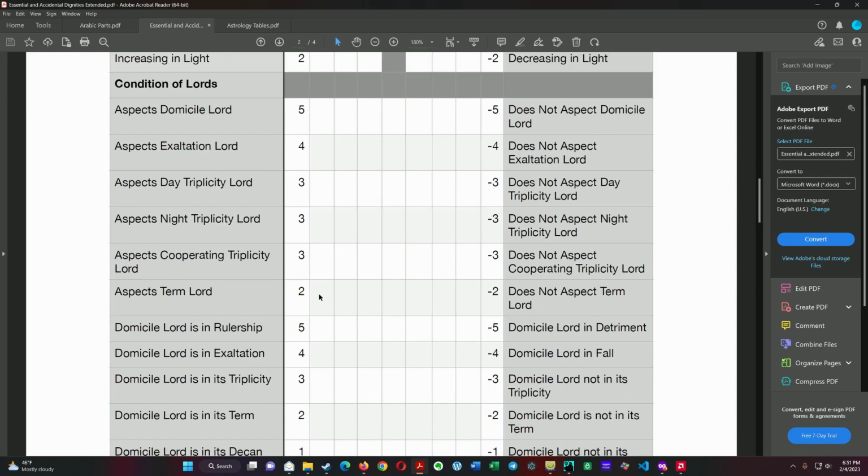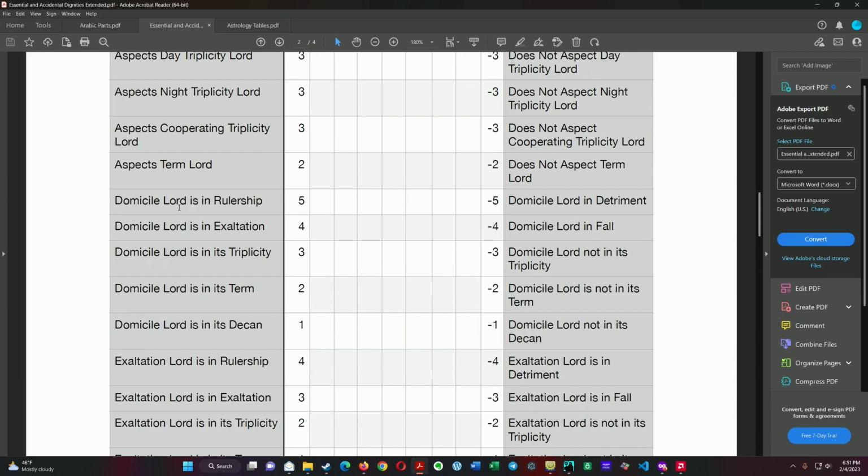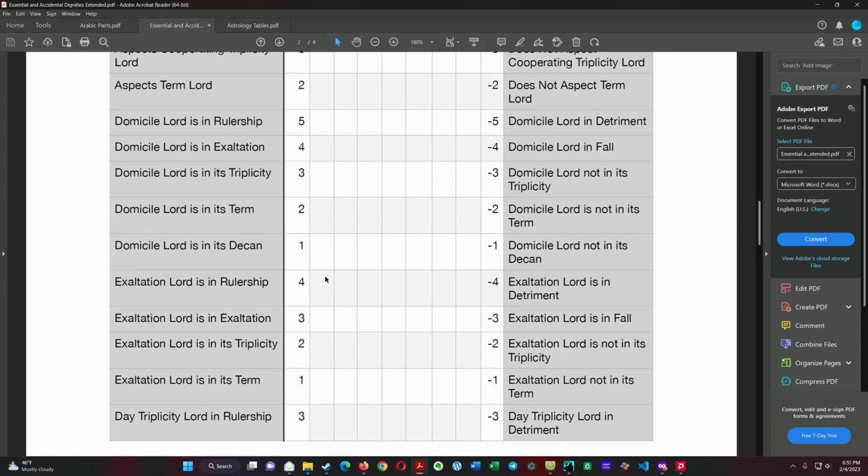I look for aspects. Now, if a planet's in its own sign, I don't put any, basically 0, because you can't have the planet aspect itself, in my opinion. So I just don't count it. If it's domicile, I don't count some of these. If it's in its own term, whatever. But down here, when it says domicile lords and rulership, I do give points. If it's in its own rulership, it will get 5 points. So I look for domicile rulership, exaltation rulership, and I look for triplicity, term, decan, and exaltation lord.